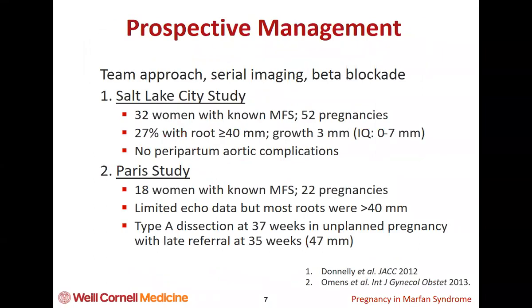Now, the good news is that when women are aware of their Marfan diagnosis and are managed with a multidisciplinary approach, including a knowledgeable team, serial imaging, and use of beta blockade therapy, outcomes are much better and dissection risk is much lower. As you can see here from 2 contemporary series, one from Salt Lake City and one from Paris, there were no aortic dissections except for 1 type A dissection in a woman who was referred late and had an aortic root diameter of 47 millimeters, which is certainly above the safety threshold.